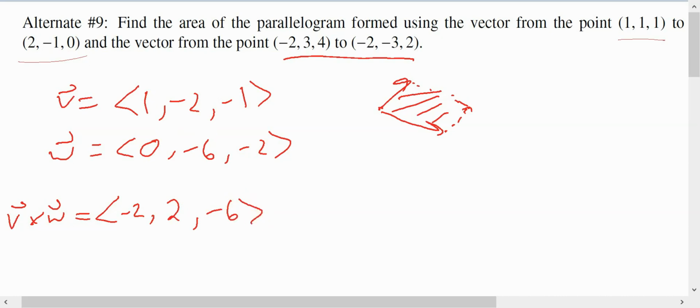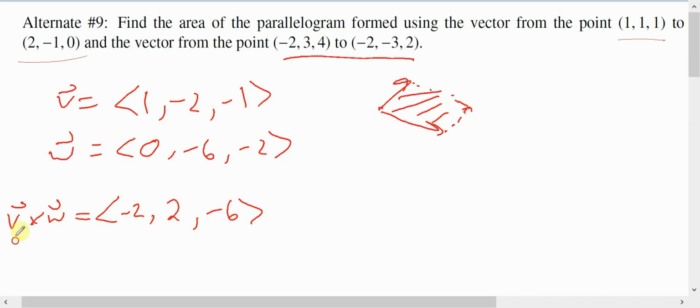I can quickly check if this is the actual cross product by seeing if it's perpendicular to both of these. The first one is negative 2, negative 4, plus 6. Yep, that works. That gives me 0. This one is 0, negative 12, positive 12. So this is the right cross product.